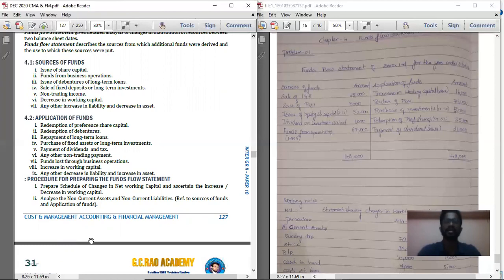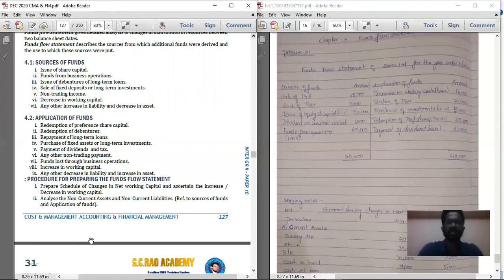Simple. How to analyze the changes in working capital: for the previous year balance sheet, calculate the working capital. For the current year balance sheet, calculate the working capital. How will you calculate working capital? Current assets minus current liabilities. So you will get the working capital for both years. Compared to the previous year, if there is increase in working capital, take it to application of funds. When there is decrease in working capital, you are taking back your funds, so it goes to sources of funds. That is procedure 1.